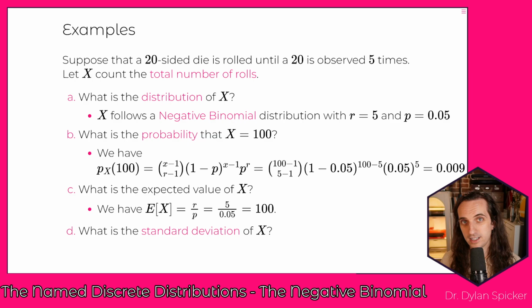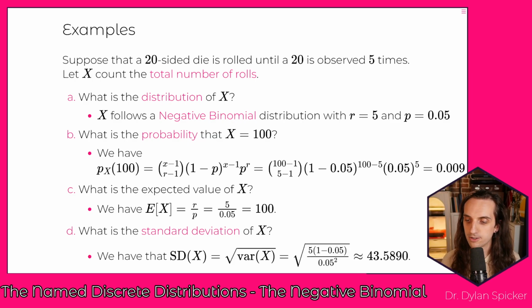Finally, what is the standard deviation of x? Well, the variance of x is r times 1 minus p divided by p squared. Standard deviation is going to be the square root there, right? So standard deviation of x is the square root of that. We plug in r times 1 minus p divided by p squared. That gives us about 43.589.